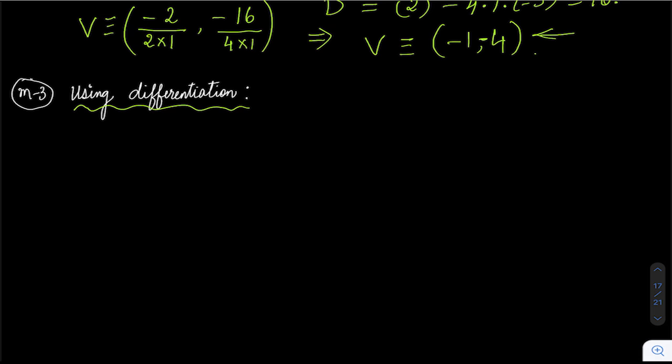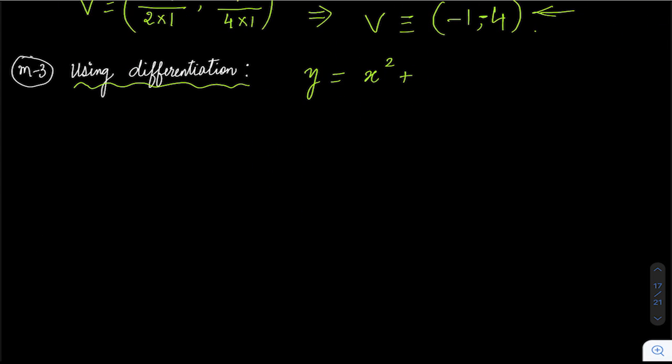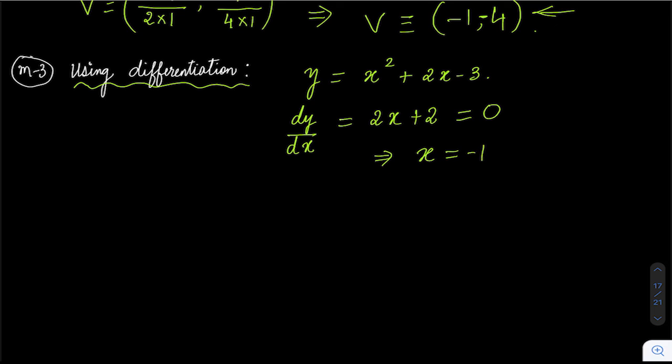It's very simple. y equals x² + 2x − 3. To use differentiation to find the vertex, you first differentiate this with respect to x. So dy/dx equals 2x + 2. And then equate dy/dx to 0. So 2x + 2 = 0. Then obviously what is x here? x is −1. See, you again are getting the same point, x as −1.